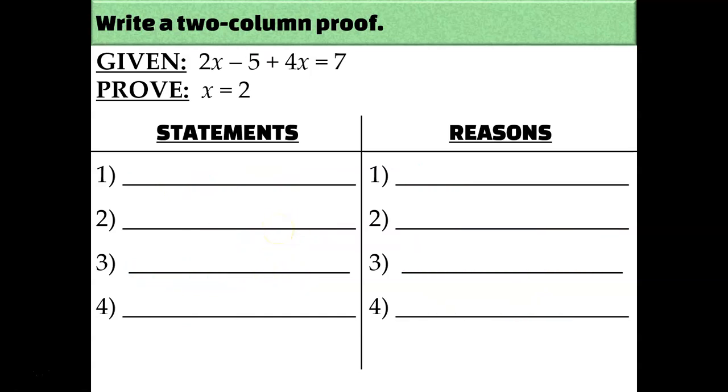All right, let's take a look at our next one. I notice that we have like terms. But before I can get to that, I need to write down my given. 2x minus 5 plus 4x equals 7, that's my given. Now I can deal with like terms.